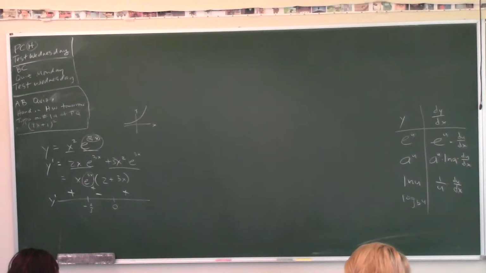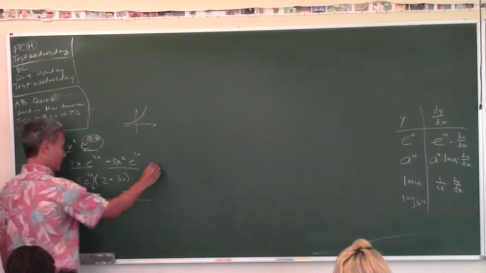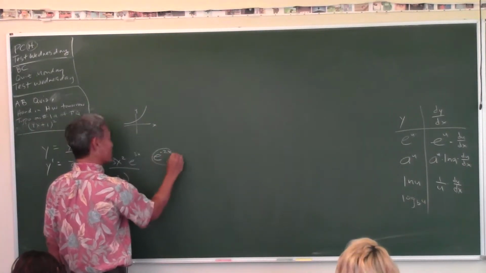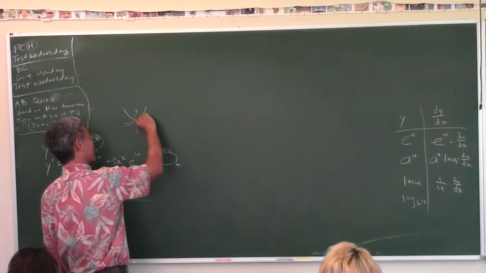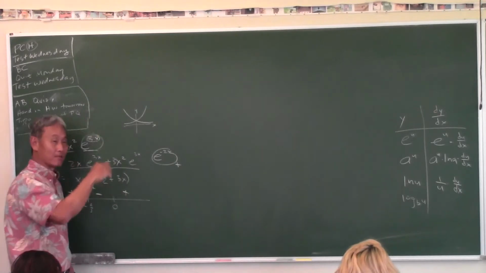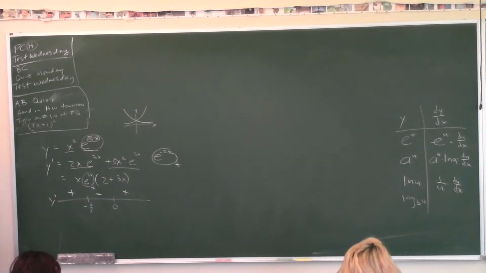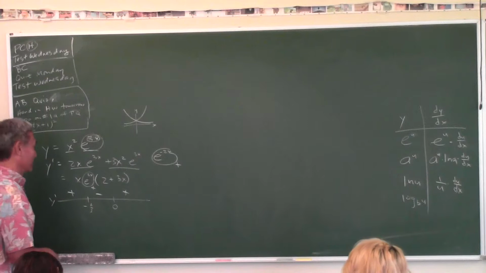What if it's like e to the negative box? So like e to the negative 2x, it's also always positive, right? Because the graph of e to the negative x looks like this. It's always above the x-axis, so it's always going to be positive. E to the something, no matter what, is going to be positive.